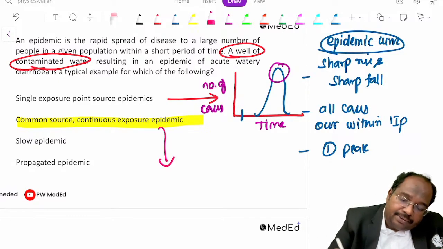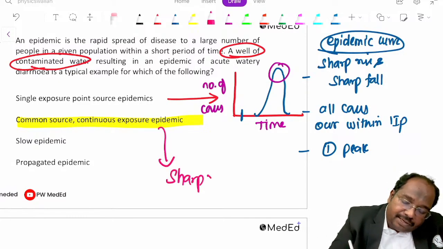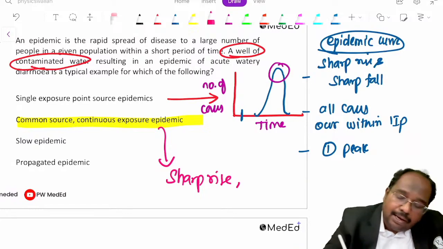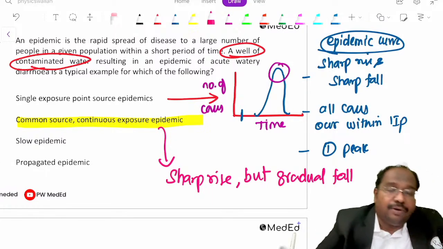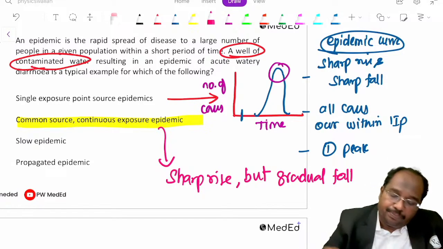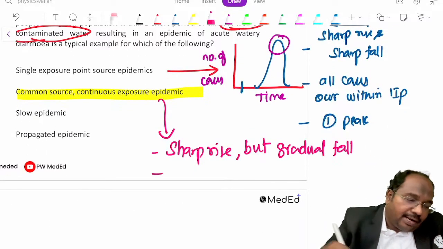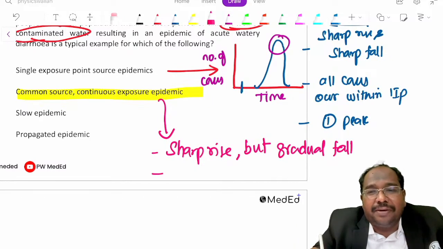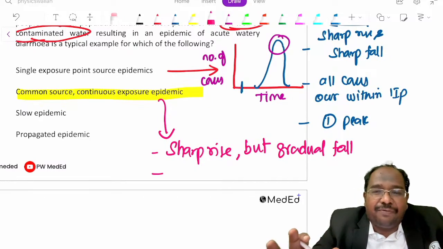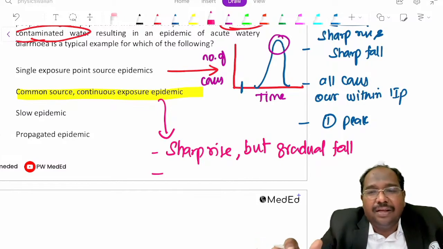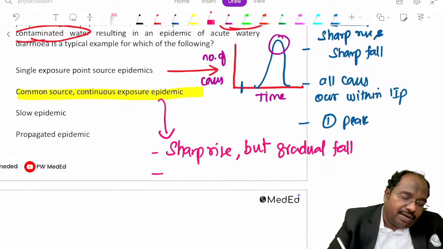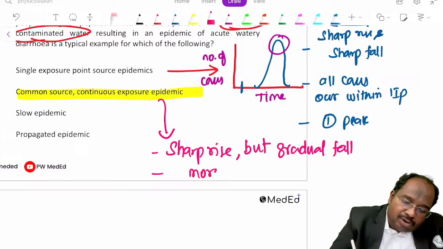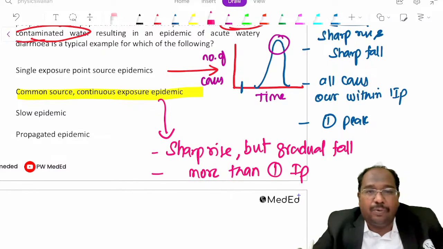So what will happen here? A sharp rise will be there. The number of cases will increase sharply, but a gradual fall will be there. It will come down gradually. Next, does it occur within one incubation period or more than one? Suppose there is a well infected with some diarrheal disease, like cholera. People are fetching water, somebody today, somebody tomorrow. So it is more than one incubation period.